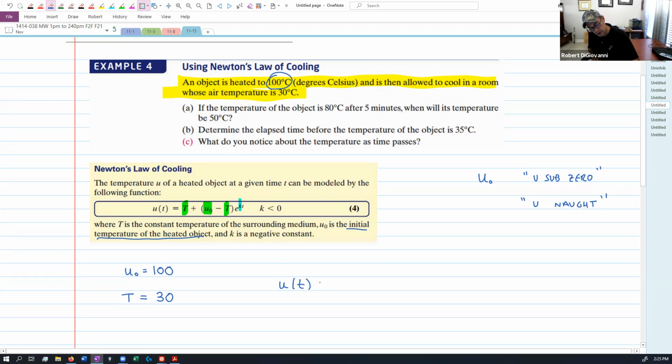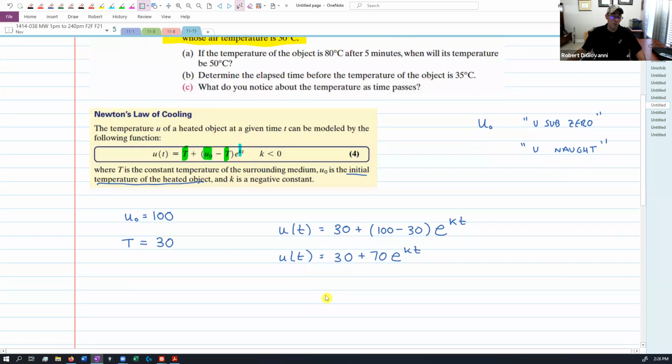U of t equals T, which is 30, plus U naught, which is 100, minus T, which is 30, and then e to the kt. So this equals 30 plus 70 e to the kt. That's our formula so far. We just don't know what K is. If we can find K, then I should be able to tell you anything you want to know about this object.